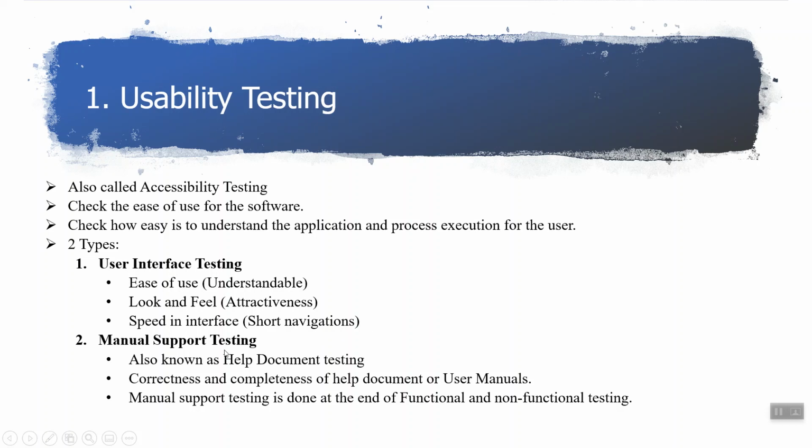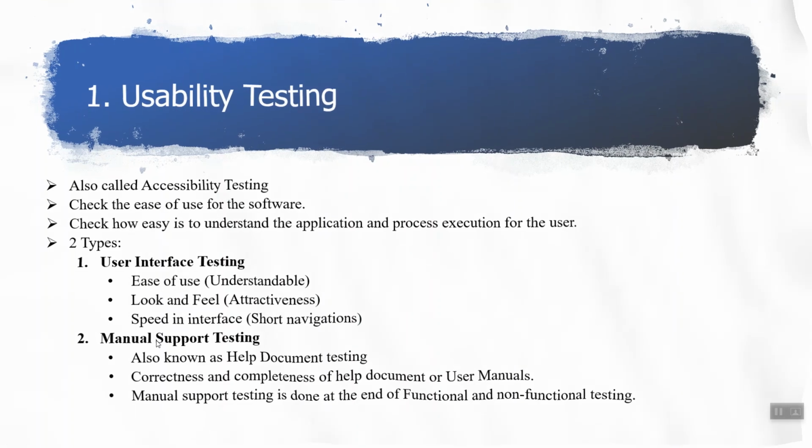Second type is manual support testing, which is also known as help document testing. Here we check the correctness and completeness of help document or user manuals. Also, manual support testing is done at the end of functional and non-functional testing. So these are the two different types of usability testing.